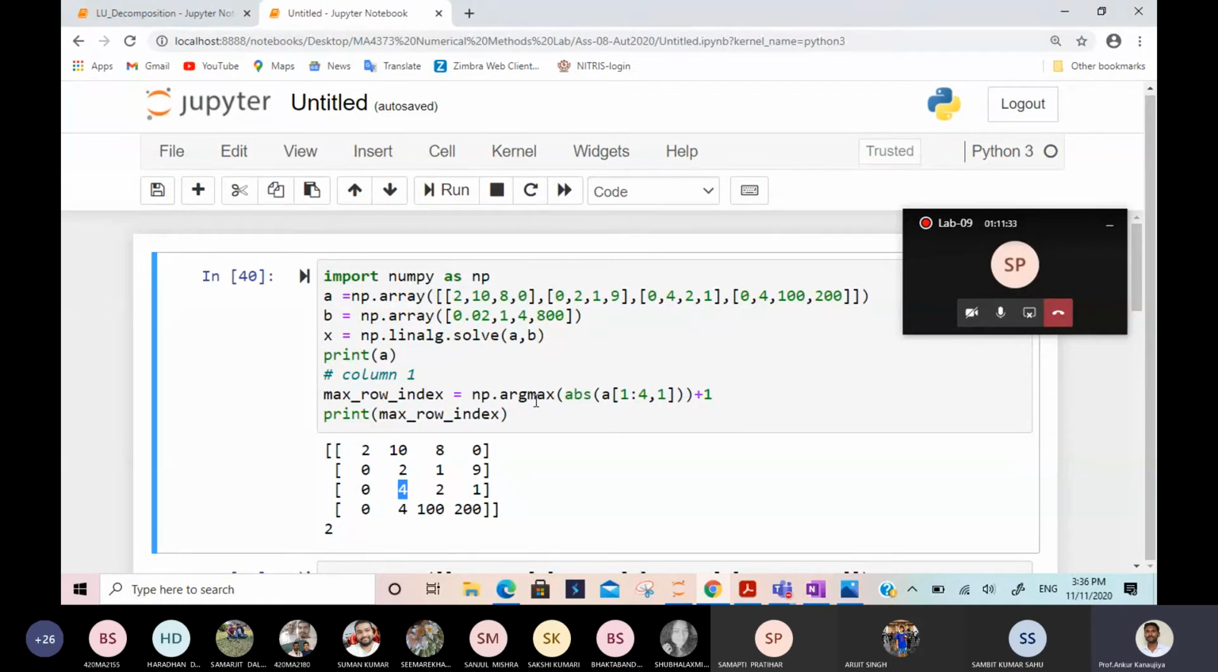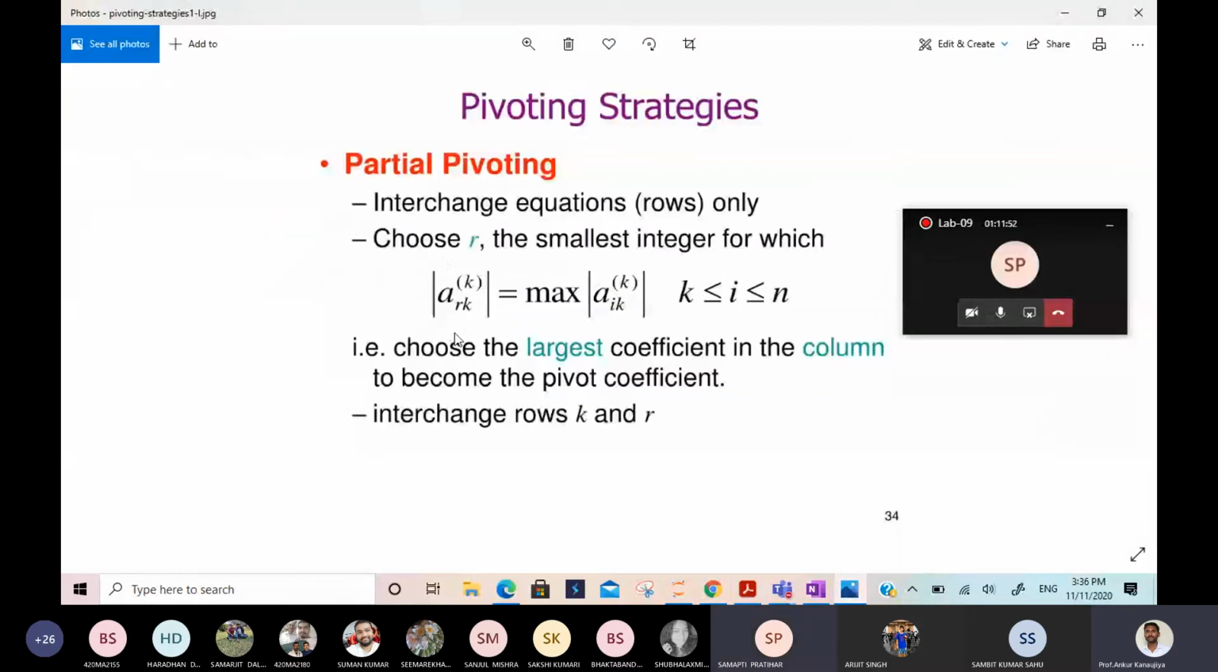But if you are writing your own loop, then you have to write the code such that it will take the minimum. You can even take the maximum also, it doesn't matter. So no need to change the code. It will take the first one. Once the first maximum comes, it takes it automatically. So in the code, no need to change anything. Here it is written to choose r such that r is the location where the maximum occurs, the smallest integer for which that holds, and that smallest is automatically taken care of by the argmax function. So no need to do anything. This is called partial pivoting.